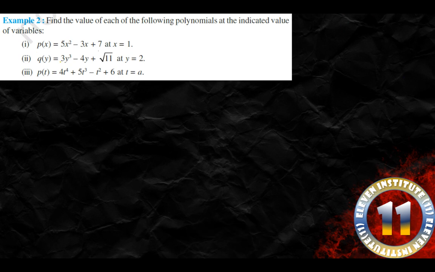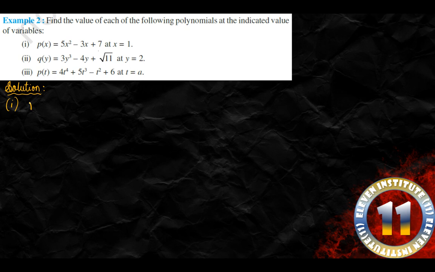Yes, so let us read. Find the value of each of the following polynomials at the indicated value of variables. તો અહીંયા જ નથી કરવાનું, આ x ની વેલ્યુ 1 પોલિનોમિયલમાં મૂકવાની છે. That's it. અહીંયા y ની જગ્યાએ 2 મૂકવાનું છે અને અહીંયા t ની જગ્યાએ a મૂકવાનું છે, and we have to find the answer. So let us see the solution over here. Let us see the solution for the first one.